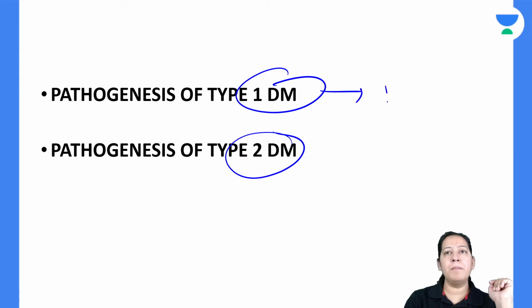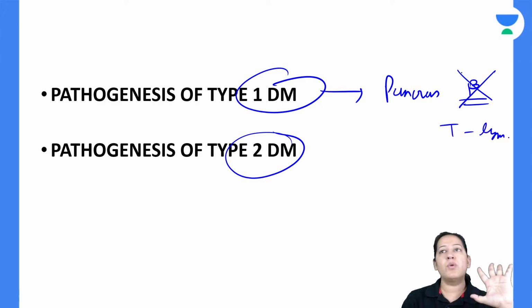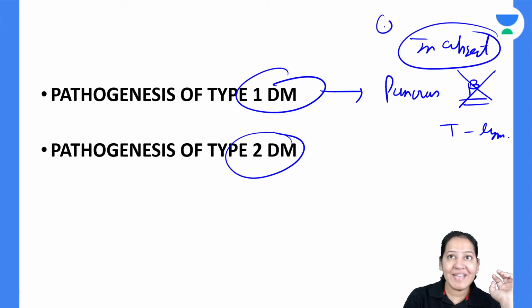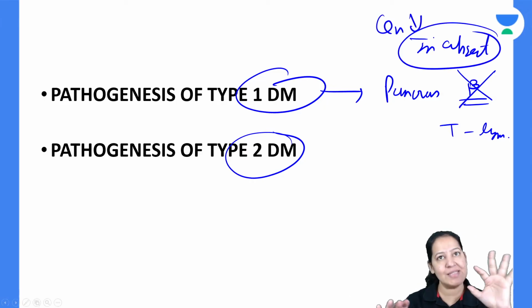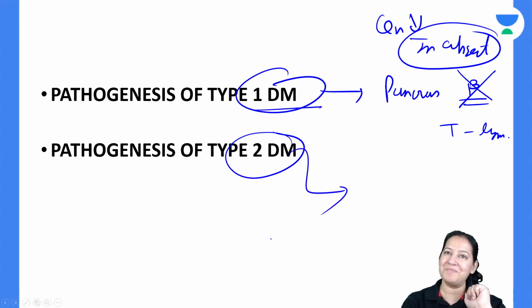Type 1 में the problem is in the pancreas कि beta cells are killed by self-reactive T lymphocytes. That is the problem. So insulin is absent in them. So the quantity of the insulin is less, either less or absent. That is the problem with type 1. Let's talk about type 2. What is the problem in type 2?